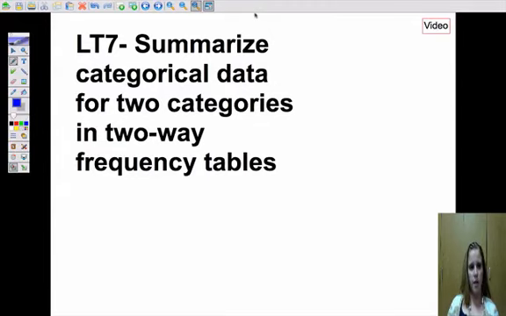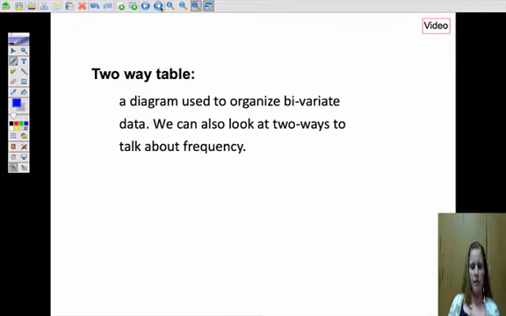We are in Unit 3 with LT7. We're asked to summarize categorical data for two categories in two-way frequency tables. All right, so let's first get a definition of two-way tables. Two-way tables are a diagram used to organize bivariate data.